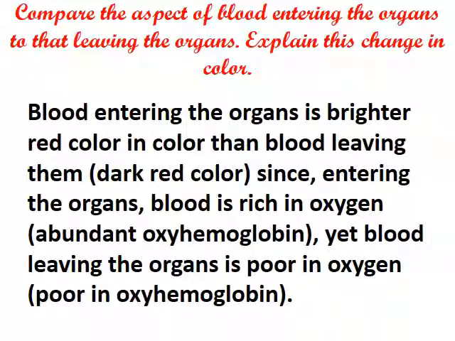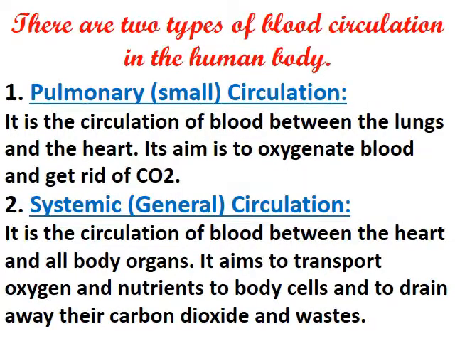Compare the aspect of blood entering the organs to that leaving. Blood entering the organs is bright red in color, while blood leaving the organs is dark red in color. Since blood entering the organs is rich in O2, with an abundant amount of oxyhemoglobin, while blood leaving the organs is poor in oxygen, which means it is poor in oxyhemoglobin.